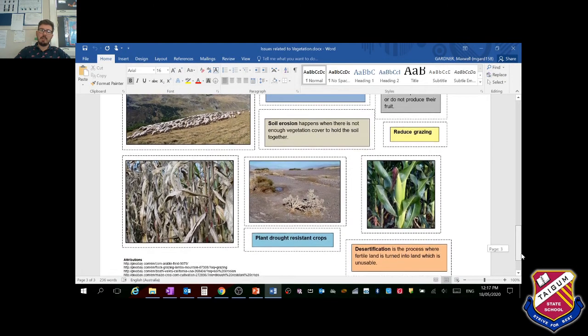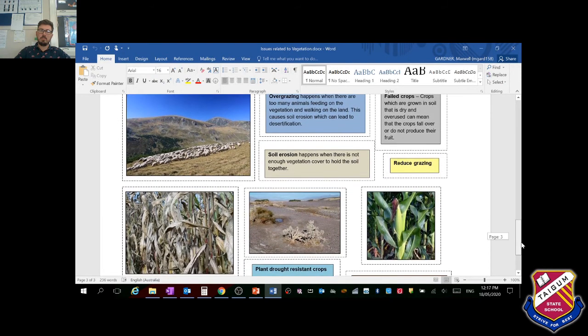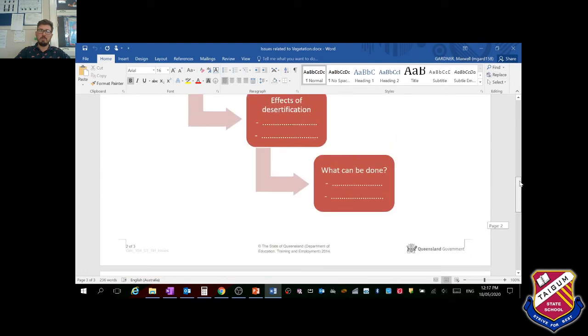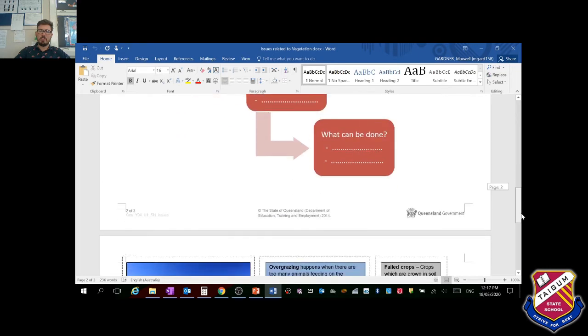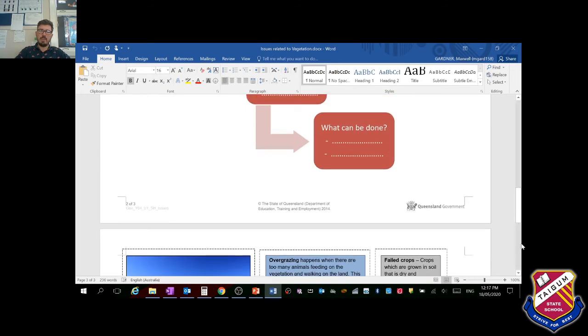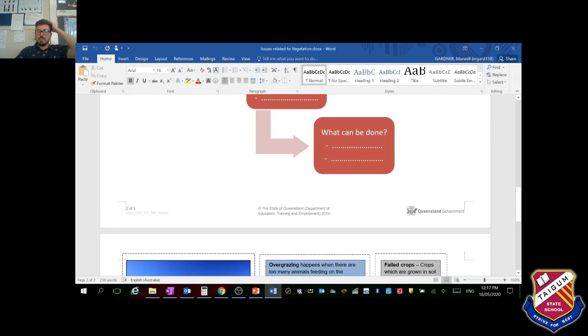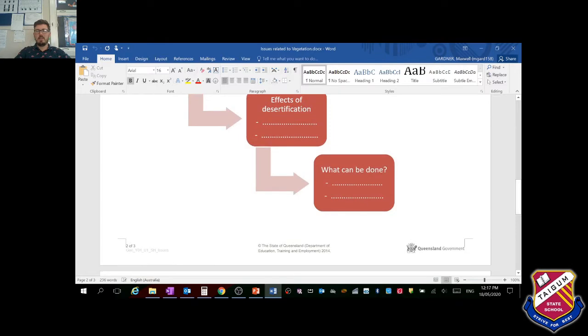what are the causes of desertification? All right, so have a look and see what the causes could be. Then write them there. What are the effects of desertification? From here, find the effects and write them there. What can be done about desertification? Figure out what can be done and write them there.